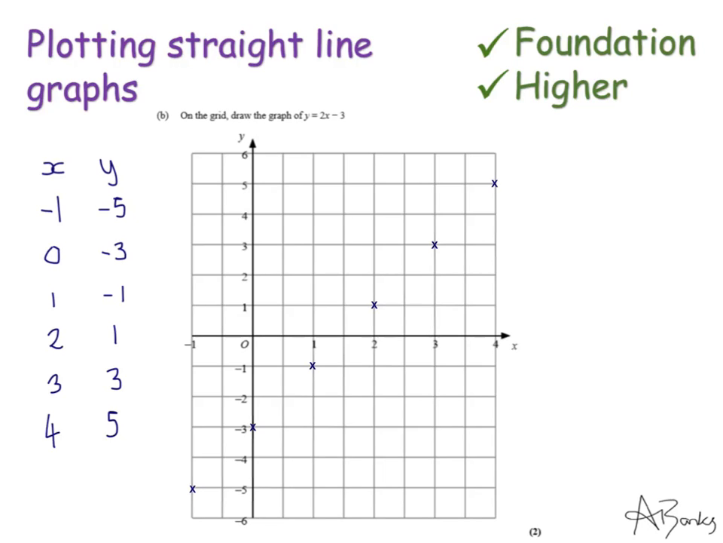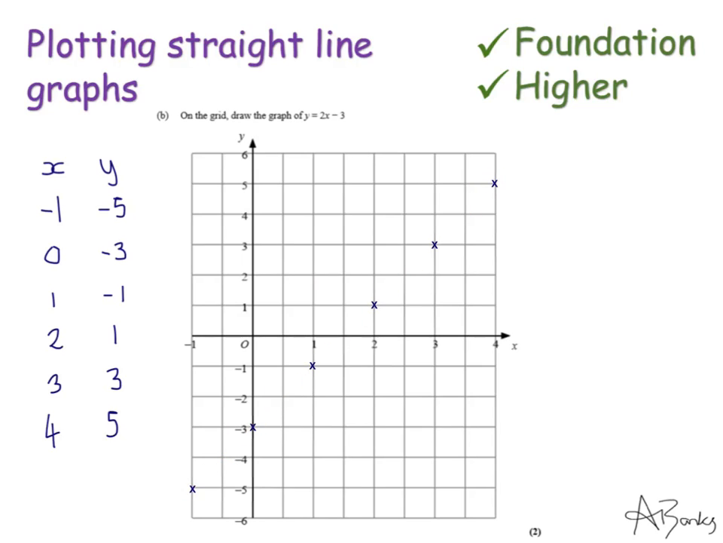There we go, and you should notice that they will make a straight line. If you have any coordinate that is slightly out, like up here, then you need to go back to part A on your table and check that value again, because it shouldn't be that, it should be something different, because they should all join up in a straight line.